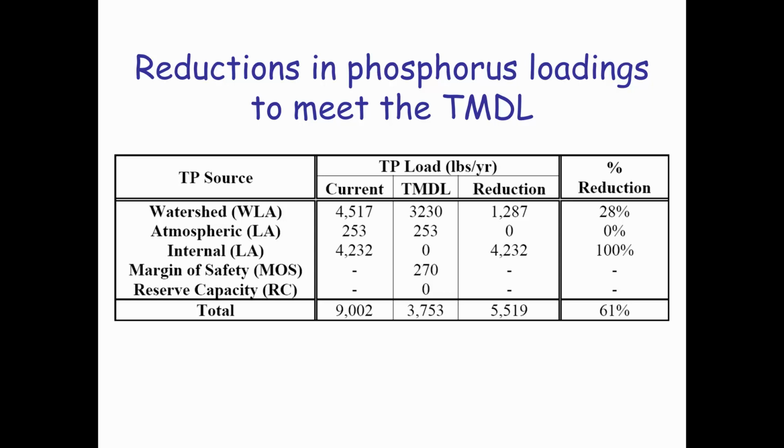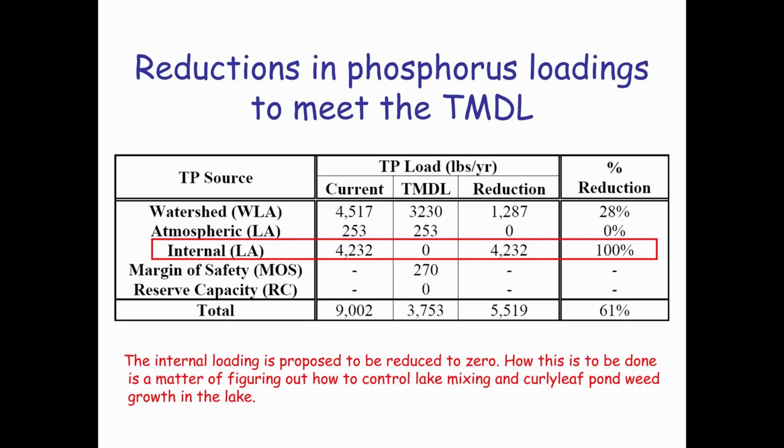So under current conditions, we have a total of 9,000 pounds per year occurring. The TMDL equation to meet the water quality standard with the MOS and so forth says 3,753 would be allowed. The reduction is 5,519, or a 61% reduction is what's required. Okay, so as I already mentioned here, internal loading is proposed to reduce to zero. How you go about doing that is a matter of engineering design.